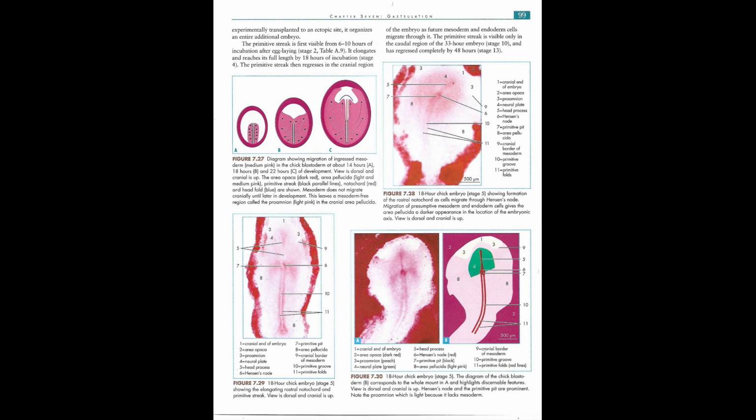The primitive streak is first visible from 6 to 10 hours of incubation after egg laying, stage 2, Table A.9. It elongates and reaches its full length by 18 hours of incubation, stage 4. The primitive streak then regresses in the cranial region of the embryo as future mesoderm and endoderm cells migrate through it. The primitive streak is visible only in the caudal region of the 33-hour embryo, stage 10, and has regressed completely by 48 hours, stage 13.